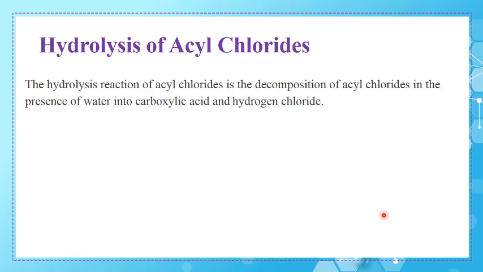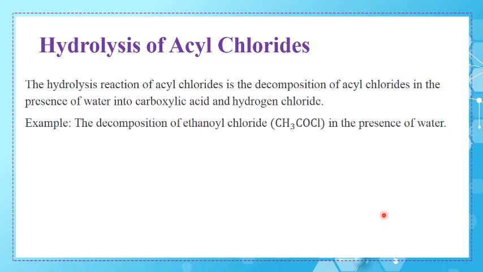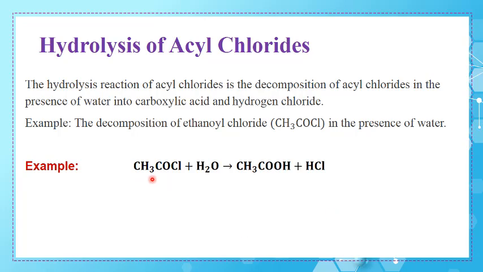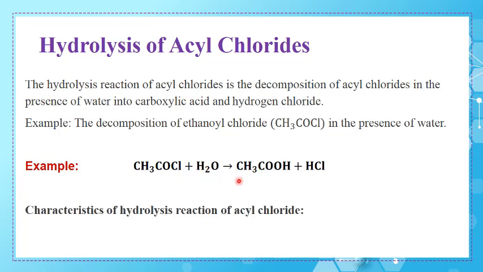Hydrolysis of acyl chloride, again, I want to go directly to the example. Here is the acyl chloride, that is ethanoyl chloride, plus water. You have to see that again I will obtain the carboxylic acid with 2 carbon atoms, that is ethanoic acid, and HCl. Here also I will remind you that any reaction having acyl chloride, we have to perform it in a dry medium to avoid the hydrolysis of acyl chloride. Now, what are the characteristics of the hydrolysis reaction? It's complete, fast, and exothermic, but this one is not to be memorized.